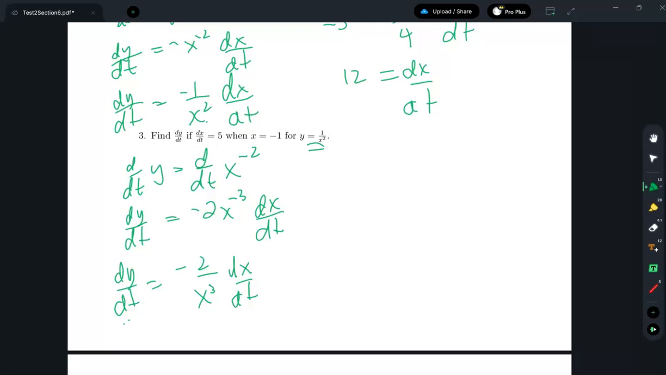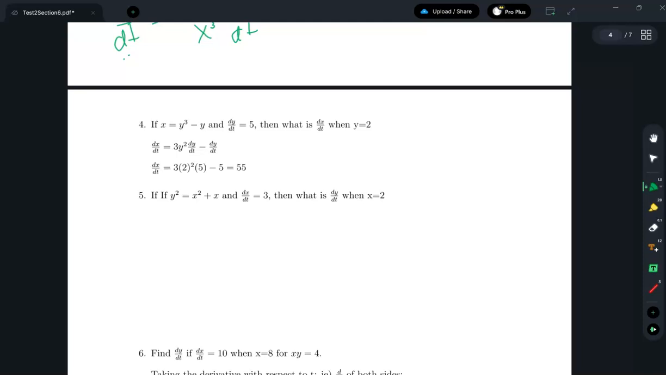Okay, so I'm trying to find dy over dt this time, so I'm going to leave it there. I'm putting in x is negative 1, so negative 1 cubed, and then the dx over dt is 5. So negative 1 cubed is negative, and then negative negative is positive, so I get a positive 10.